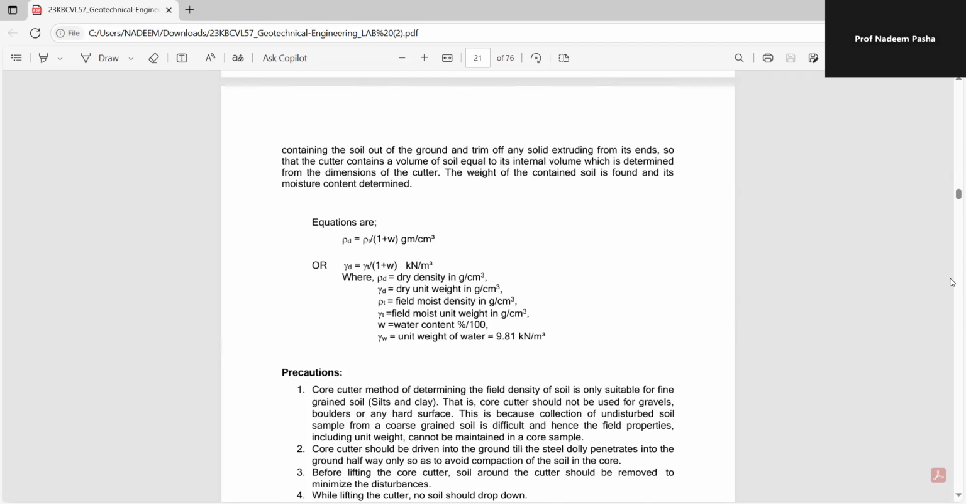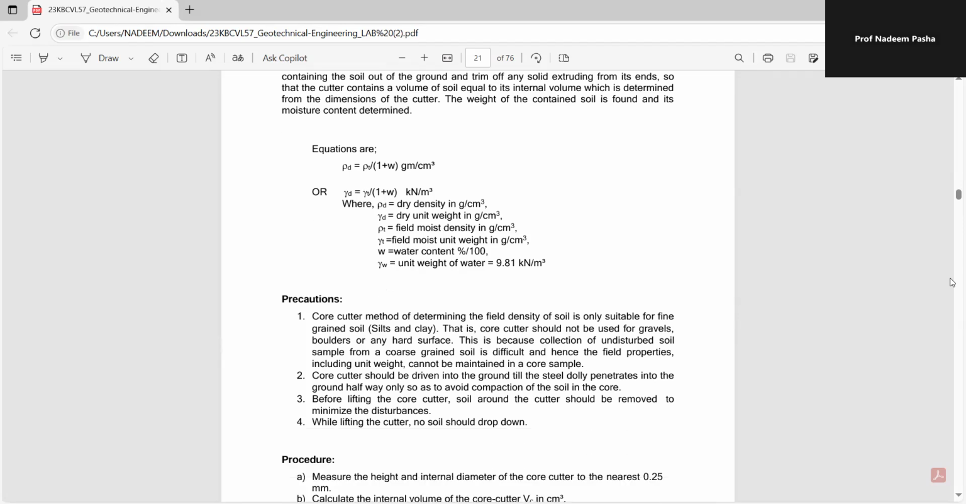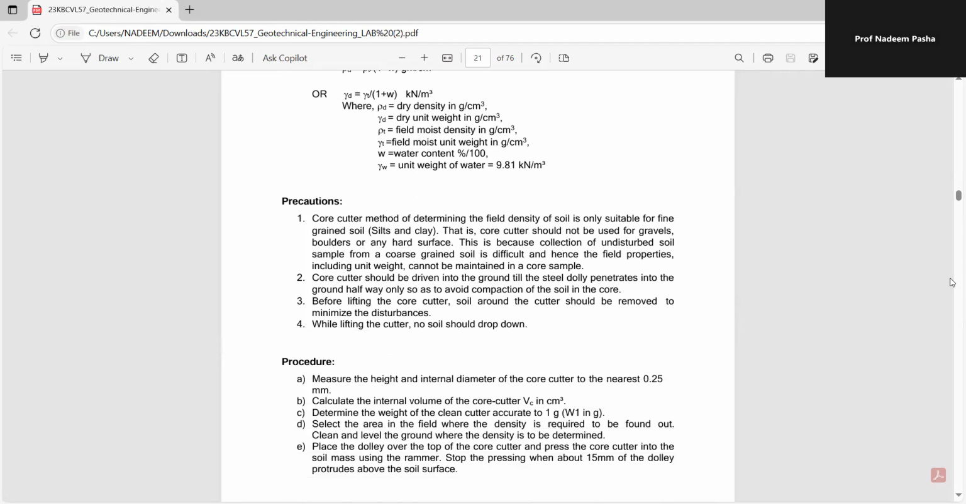The core cutter should be driven into the ground till the steel dolly penetrates into the ground halfway only, so as to avoid compaction of the soil in the core. Before lifting the core cutter, soil around the cutter should be removed to minimize disturbance. Remove the soil around before lifting the core cutter. While lifting the core cutter, no soil should drop down.